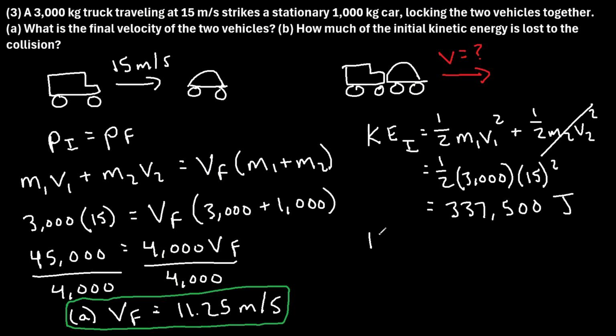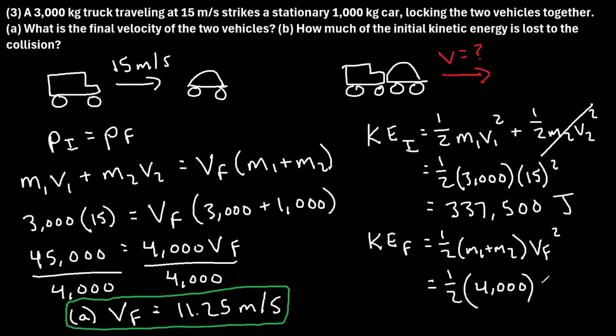So this is our initial kinetic energy. Now let's find what is our final kinetic energy. So we'll say kinetic energy final. And that's simply going to be 1/2 times m1 plus m2, because the two objects are stuck together, they're locked together, times the final velocity squared. So we just found the final velocity is 11.25, so what we'll end up with is 1/2 times m1 plus m2, their total mass is 3,000 plus 1,000, which is 4,000. And then we're multiplying that by the final velocity squared. So if you punch this into a calculator, this comes out to 253,125, and that will be joules.